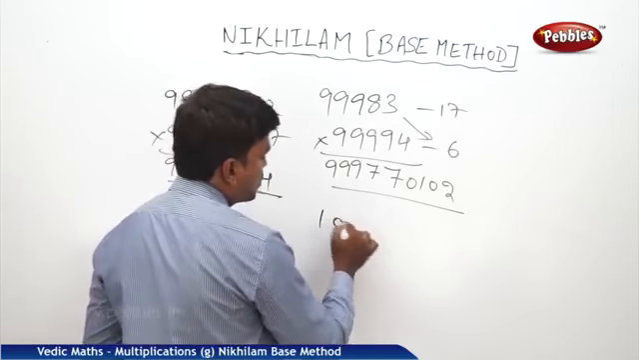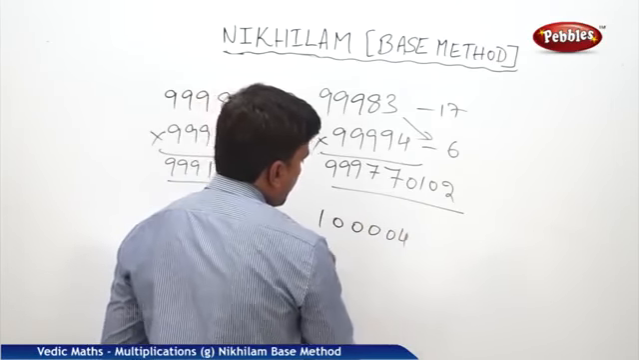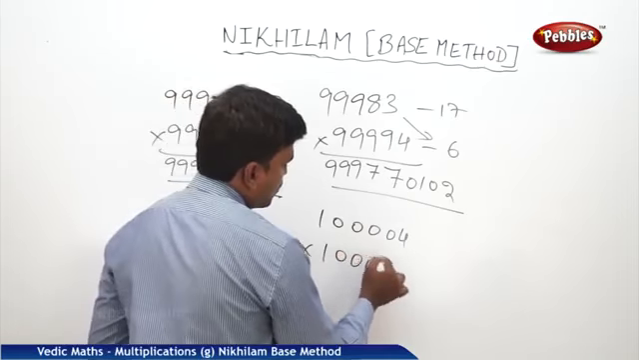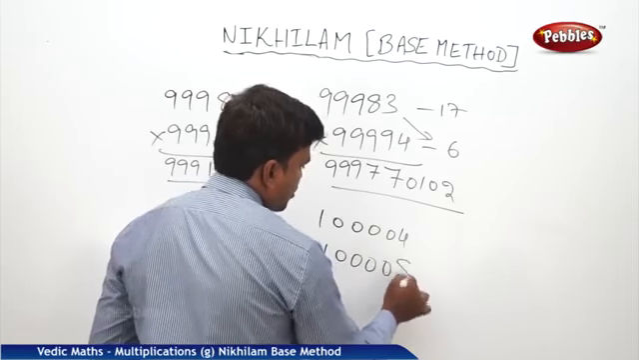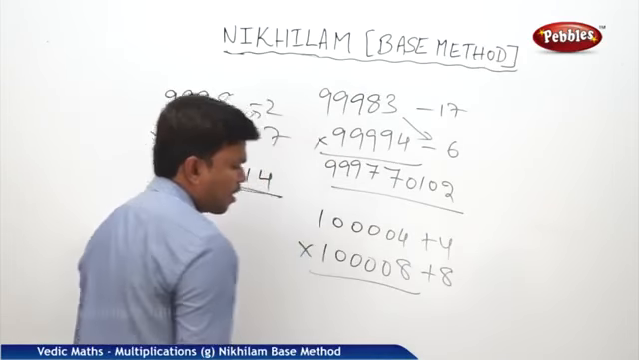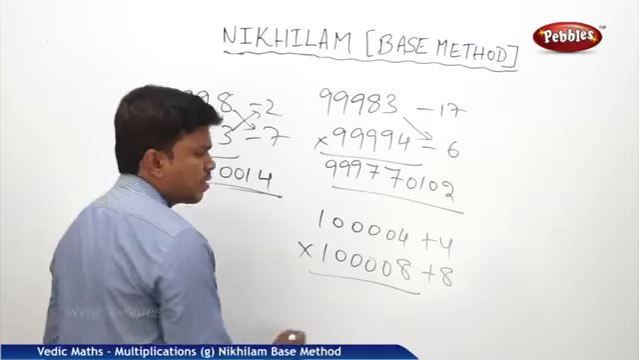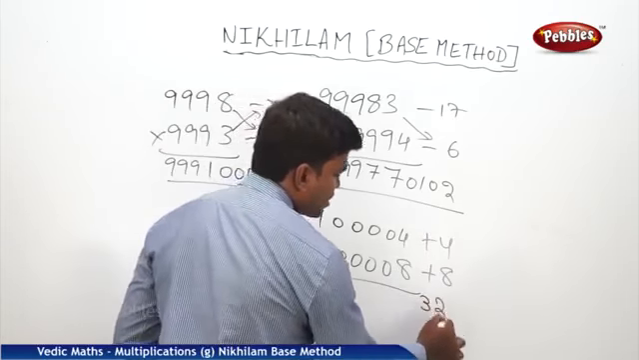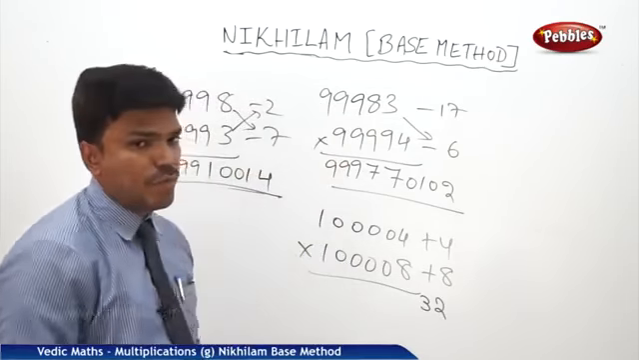Even for numbers above the base also, let us take 10004 into 1000, say some 8. I want to multiply these two numbers. It is plus 4 and plus 8. Okay, now you tell me what will be the answer. 4 8s are 32, but the right side part should consist of how many digits?